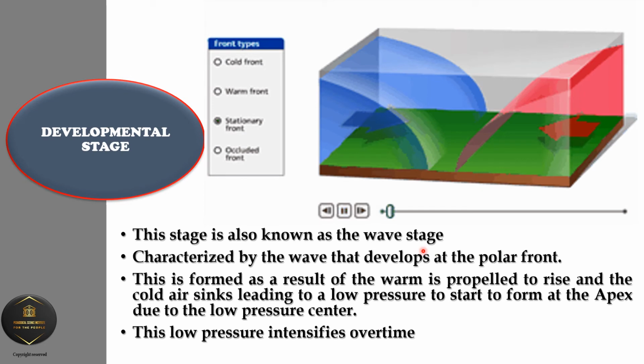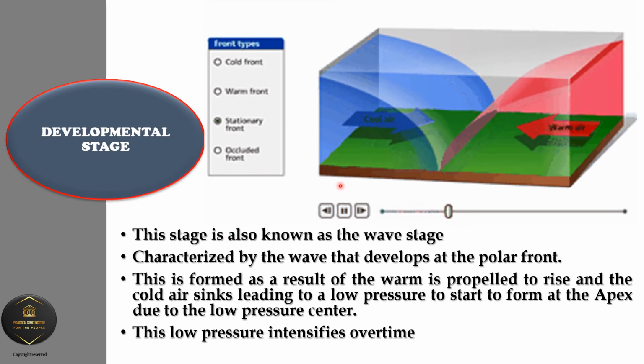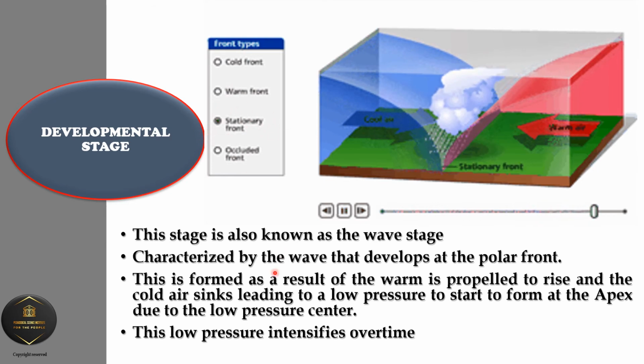The next stage is the developmental stage. So remember I said a wave forms. Why does it form? It's because of the difference in air masses. Now, if you look at the animation here, it's showing us what will happen in a stationary front. I hope we can see that.